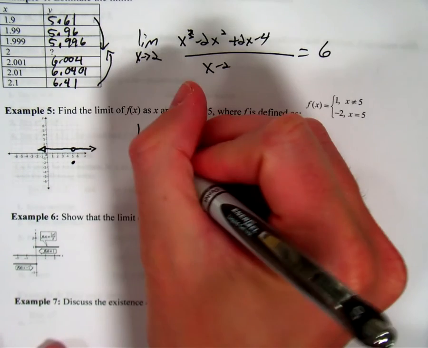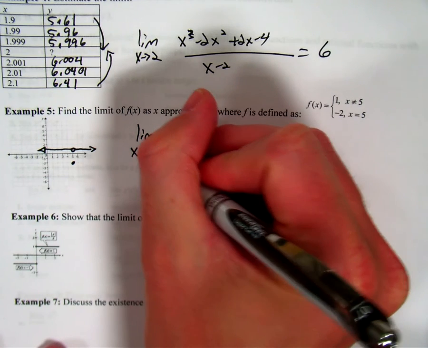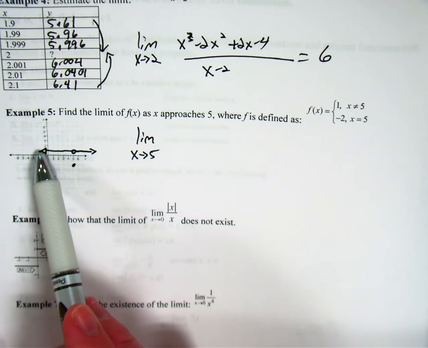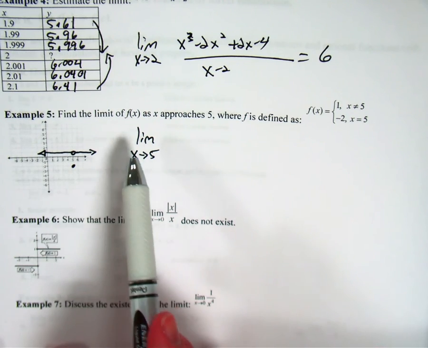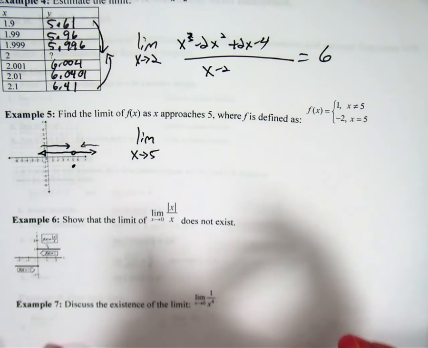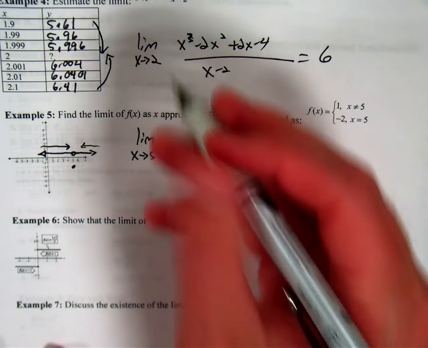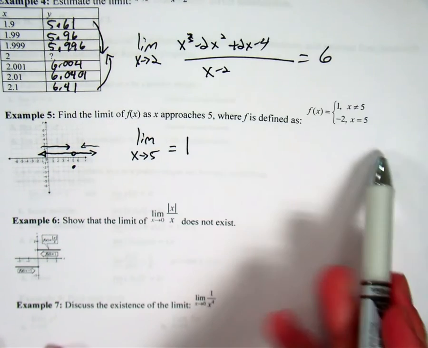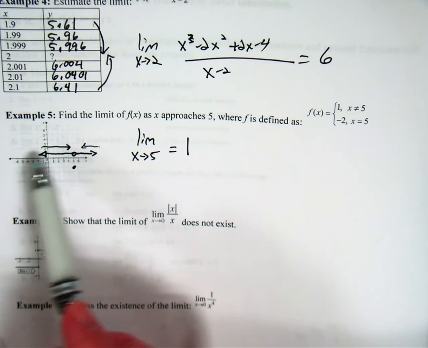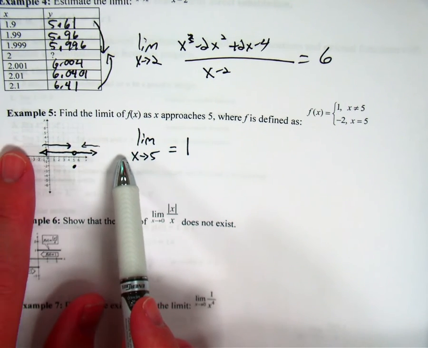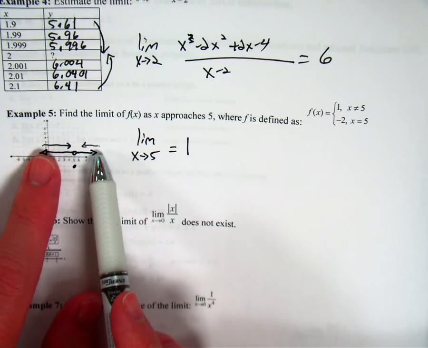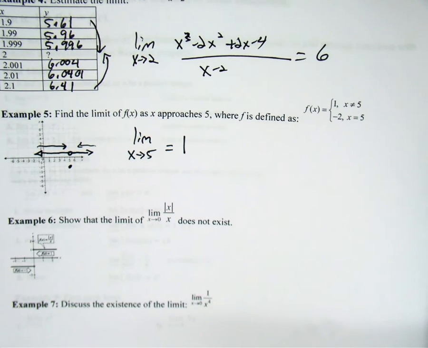Well, what would the limit be as x approaches 5 then? If I'm coming at it from the left side, we're at 1, 1, 1, 1. If I'm coming at it from the right side, we're at 1 the whole way. So the limit is actually going to be 1, even though the actual function value jumps down to -2 right there. As we're coming in from the left and from the right, we're all 1s. So the limit is 1, because that's what we are approaching from both sides.